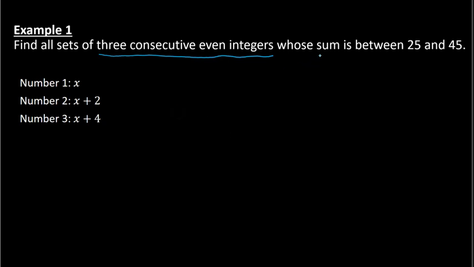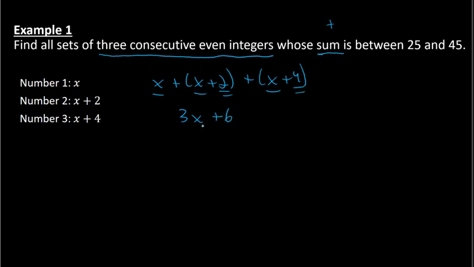So it says their sum is between 25 and 45. This word sum means addition. So what I'm doing is I'm adding x plus x plus 2 plus x plus 4. Alright, so that sum, I can actually simplify this a little bit. We would have x plus x plus x, that gives me 3 x's. And then 2 plus 4 would give me 6. Alright, so this here is the sum, 3x plus 6.